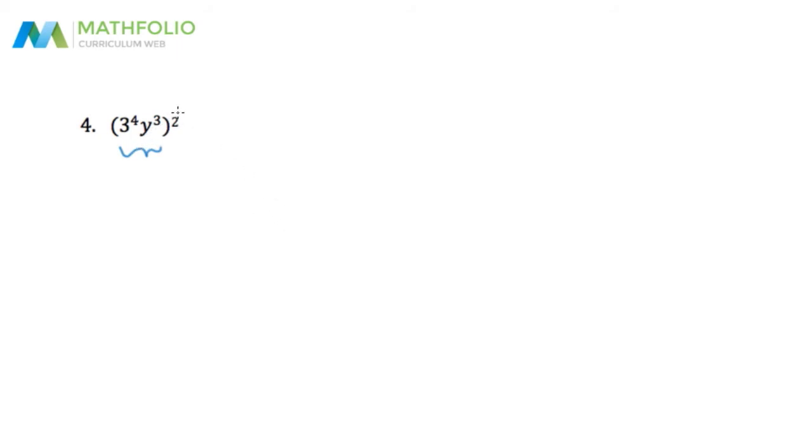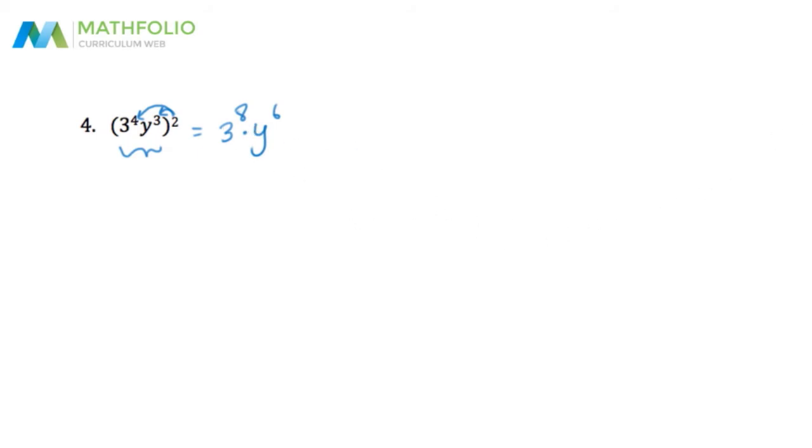So here the rule is, as I say, similar to the power law. We take the exponent outside, we multiply by each of them inside. So this would become 3 to the 8th y to the 6th power, and that's as far as we can go. We could do 3 times 3 times 8 times, but this is good enough right here. We don't really need to go any further.